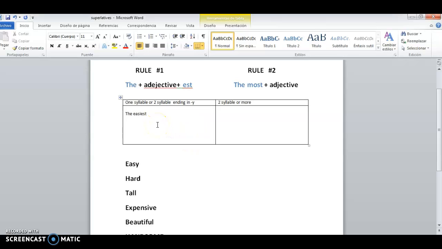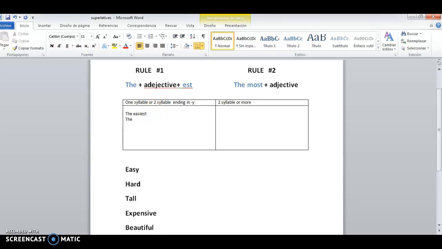If I want to say, okay, the math test was the easiest of all my tests, this would be the form. If I want to say hard, which is like costoso, difícil, o duro, the superlative would be hardest. Lo más duro, lo más difícil.